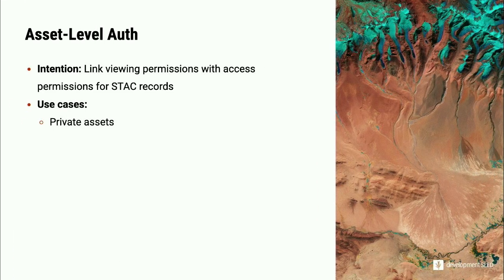The final kind of auth flow is asset level. And I think this is kind of the holy grail. I think often people wave their hand and say, well, that's not the responsibility of the STAC API. That's the responsibility of the file server or wherever that's stored. But I would argue that there's value in coupling the logic that if you're allowed to see the metadata, you would be allowed to access the data, or vice versa, really, probably. And so that's kind of the next level.